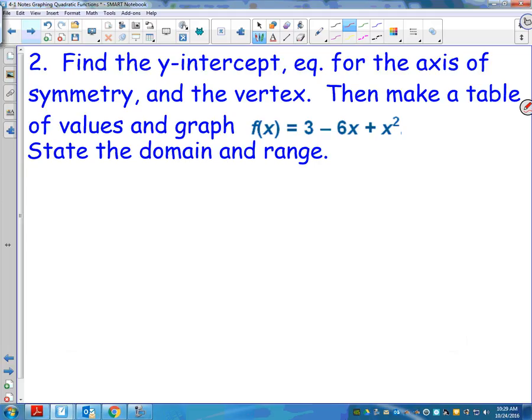Let's figure it out. All right. So this is what you're going to do on your homework. It says, find the y-intercept, the equation for the axis of symmetry, and the vertex. Then make a table of values, if needed, to graph this equation. And we're also going to talk about our good old friend domain and range. So first of all, what do you notice about this equation compared to the other one that we did already?